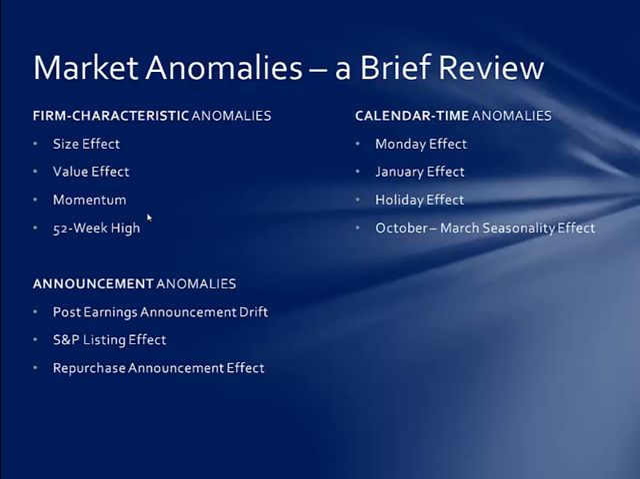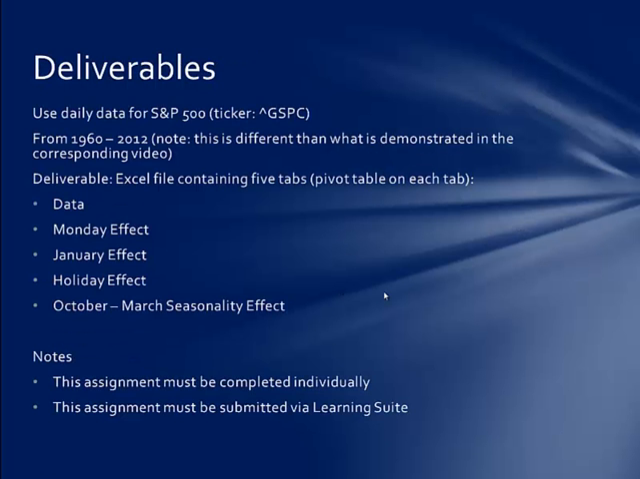So what I wanted to do today is we want to demonstrate to you how you can use some Excel tools in order to very quickly identify some of these calendar time anomalies. So that's what we're going to do. Let me briefly explain the deliverables associated with this assignment. You're going to use daily data for the S&P 500 from 1960 through the end of 2012.